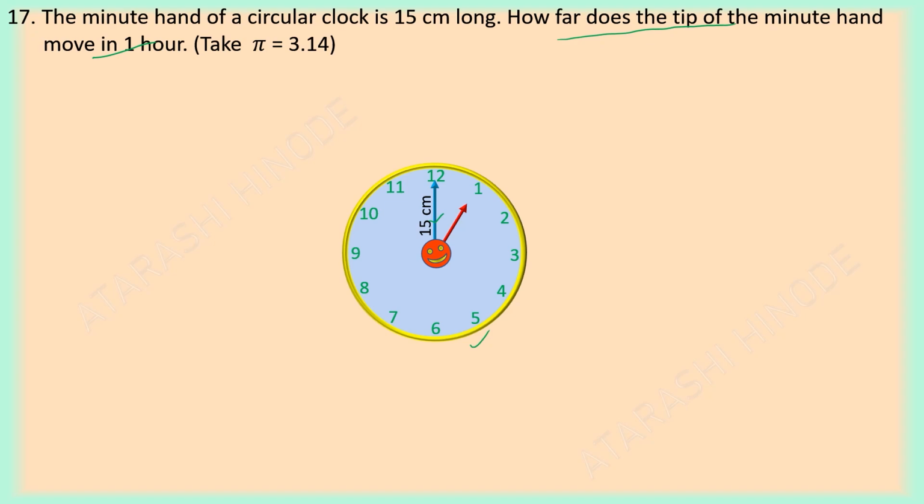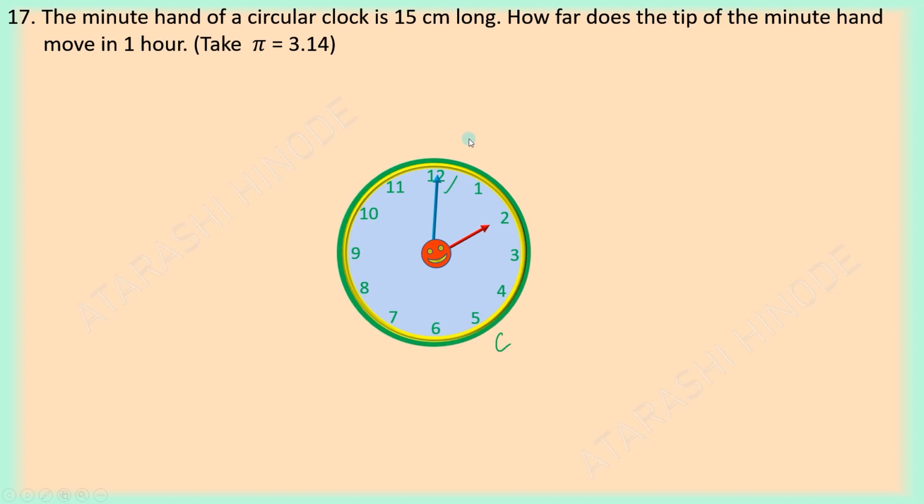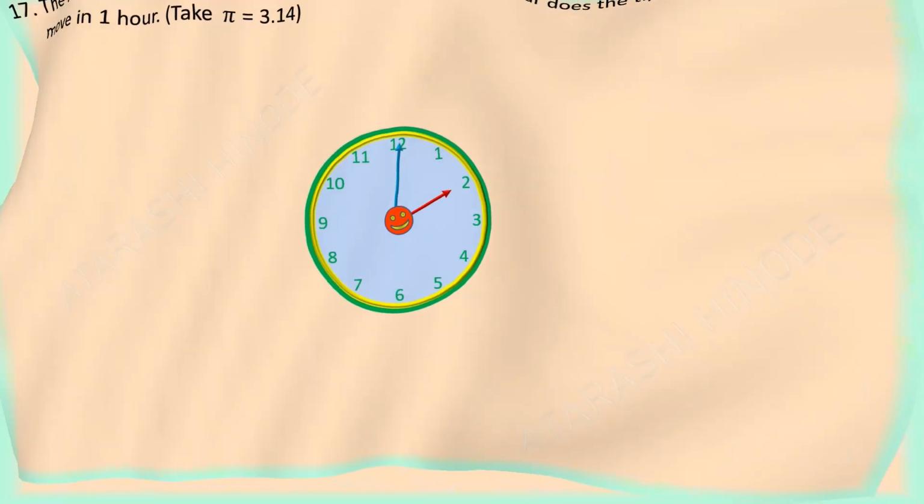1 hour means 60 minutes. We know in 60 minutes the minute hand will make one complete rotation, isn't it? That means in 1 hour the tip of the minute hand makes one complete rotation. Then what about the distance covered by the tip of the minute hand? It is nothing but the circumference. So, for finding the distance covered by the tip of the minute hand in 1 hour, it is enough to find the circumference. Okay, let us do.